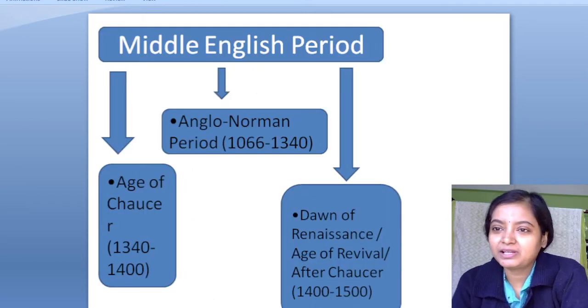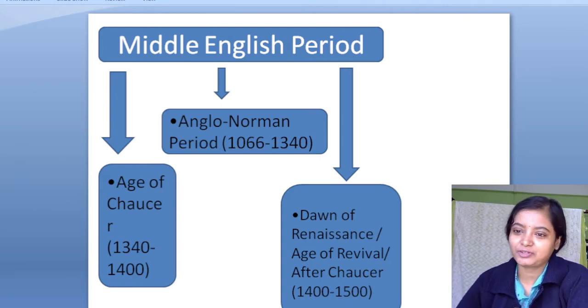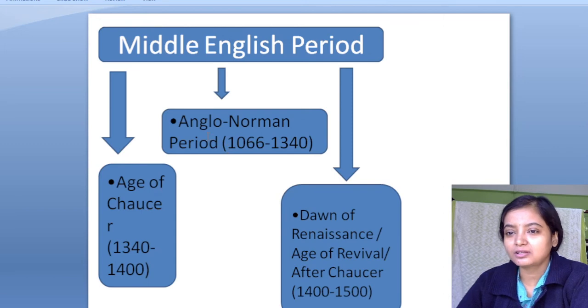So we can define the Middle English period in three phases. First, the Anglo-Norman period from 1066 to 1340. Then the Age of Chaucer from 1340 to 1400. And finally, the dawn of Renaissance and the age of revival, or after Chaucer, whatever. So from 1066 to 1500, this long time we include in the Middle English period.